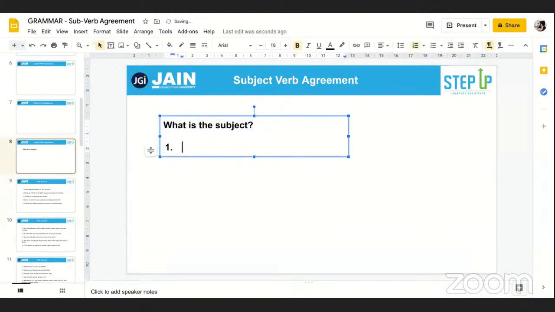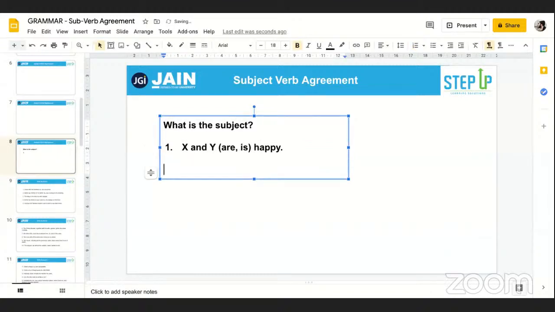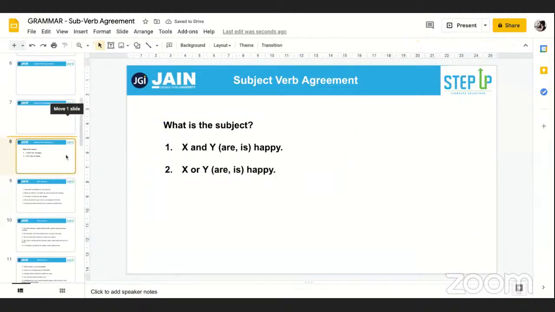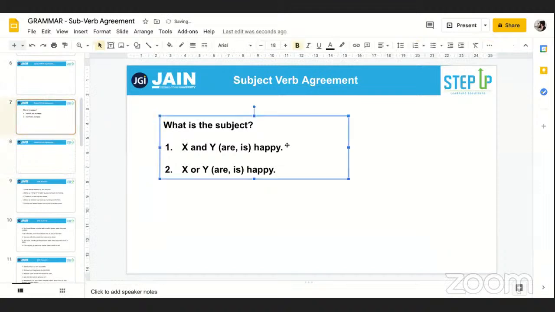So here, first, say X and Y are or is happy. Second one, X or Y are or is happy. So the first one, what do you choose? Are, sir. We choose are.